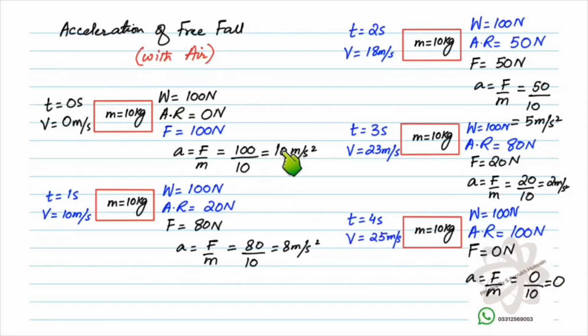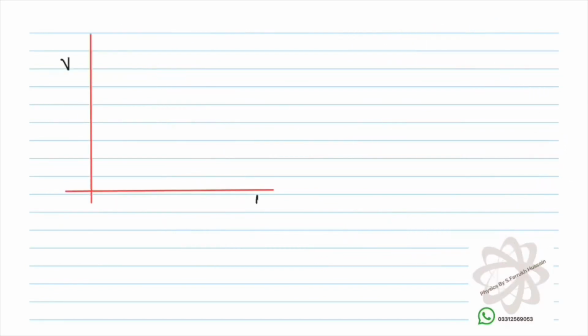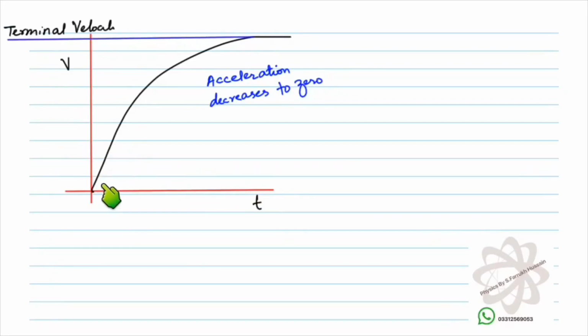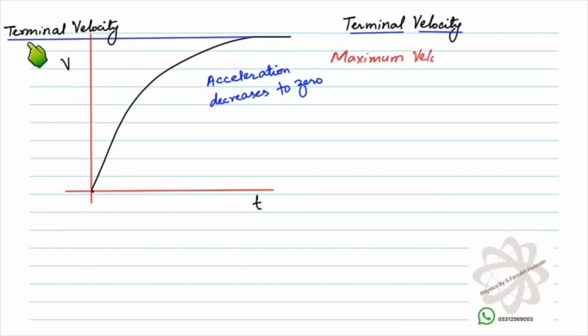And as you can see, the acceleration is decreasing throughout the motion of the object. Now if you want to make the graph of this, the graph will be a decreasing gradient graph, because the velocity time graph gradient is actually acceleration. Since acceleration is decreasing by the time, the gradient is decreasing by the time. At this point, the gradient is 0, which means acceleration is 0, and that constant velocity is called terminal velocity.